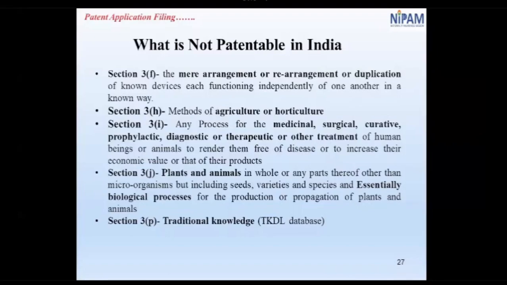So the last one, the ninth one, is Section 3J. What Section 3J says: plants and animals in whole or any parts thereof other than microorganisms, but including seeds, varieties and species and essentially biological processes for the production and propagation of plants and animals. So you know, Section 3J and Section 3H overlap a little bit. So what Section 3J says is plants and animals whole, or any part thereof.